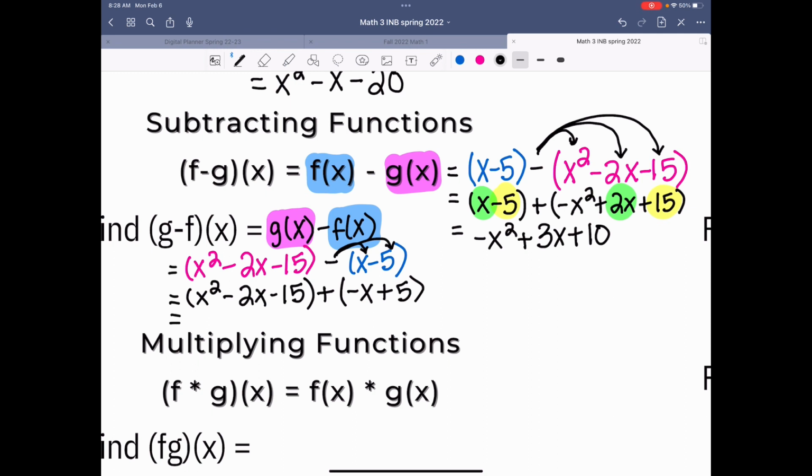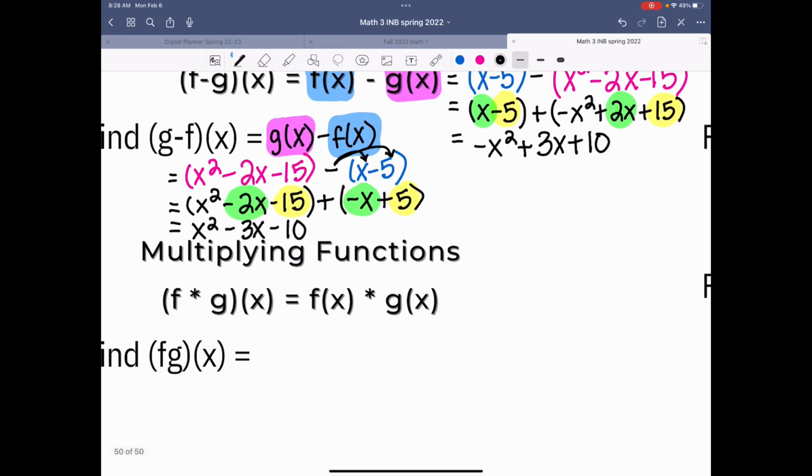And then we just combine like terms. So we're going to have x squared still. We're going to have negative 2x and negative x, so that's going to become negative 3x. And then we're going to do negative 15 and positive 5. So that's going to be negative 10. So as you can see, they gave you different answers depending on the order that you subtracted.